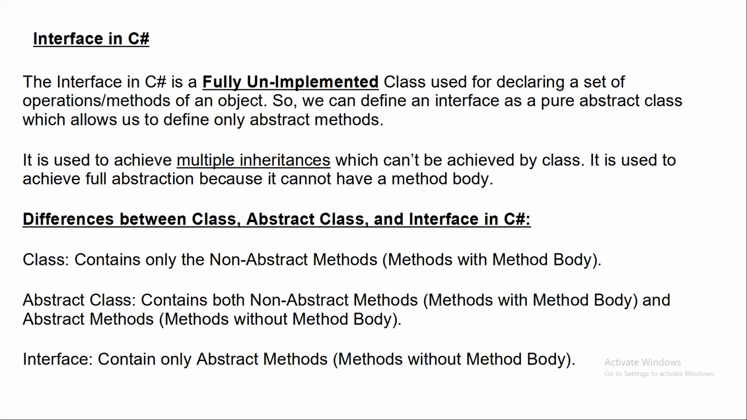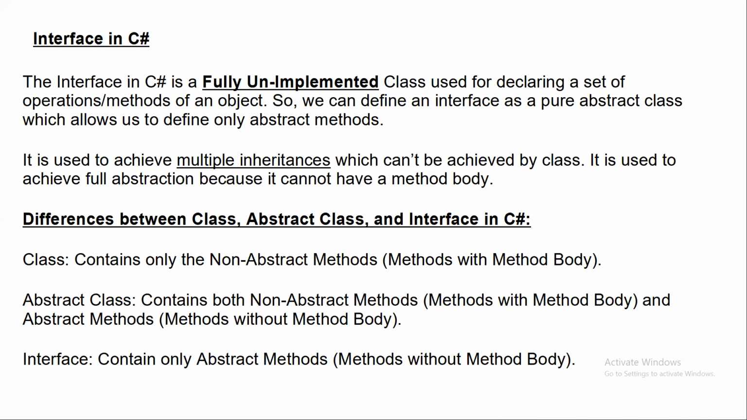Clear, guys? That's why I said underline, fully unimplemented. Nothing is implemented. All the methods in the interface have to be only a declaration part. That means it's a pure abstract class. In an abstract class we keep at least one abstract method, but in an interface everything should be abstract. You are not having any kind of implementation for any method.